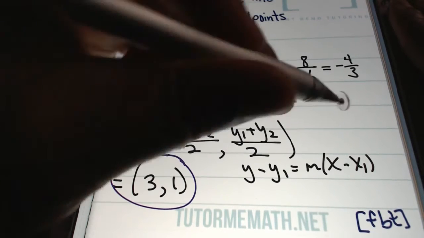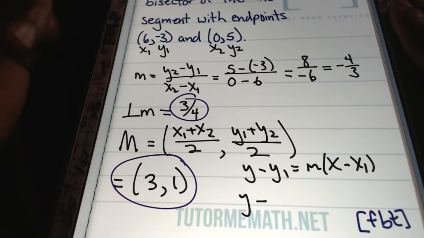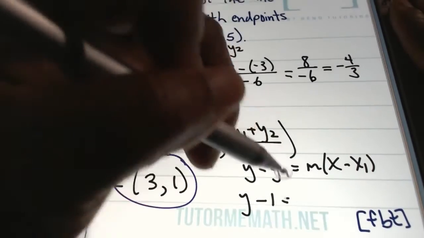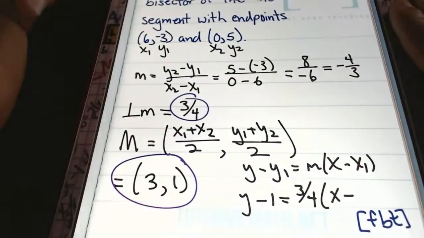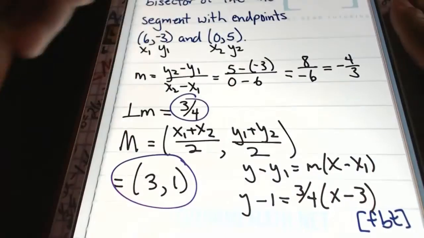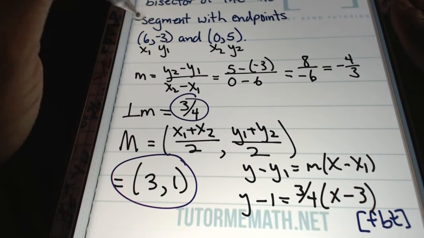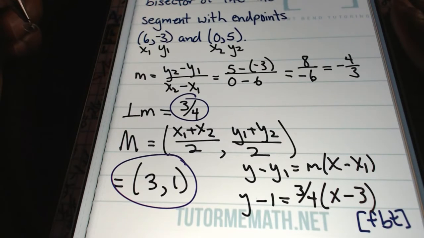All right, so here we go. It'll be y minus our y1 value will come from our midpoint, which will be 1. This equals our perpendicular line slope of 3/4 times x minus our x value from our midpoint, which is going to be 3. And so this is going to be the equation of the perpendicular bisector of the given endpoints. And this is done and done.